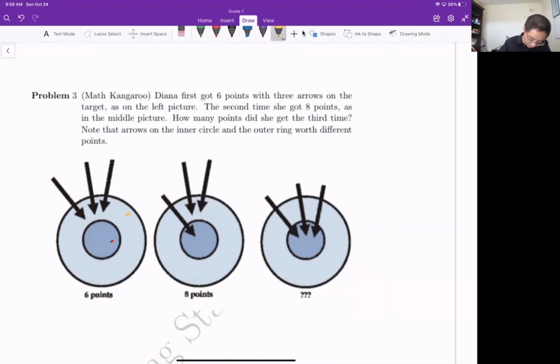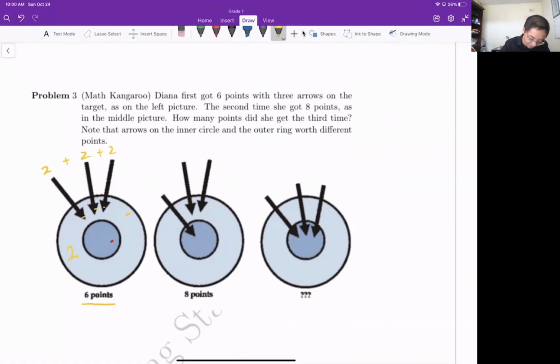Now let's look at the first one. The first one says 6 points. All three arrows are in the outside one, which means they have the same number of points. Now you have 6 points and you split into 3 parts, which is 2, 2, 2. So you just add together: that's 2 plus 2 plus 2.